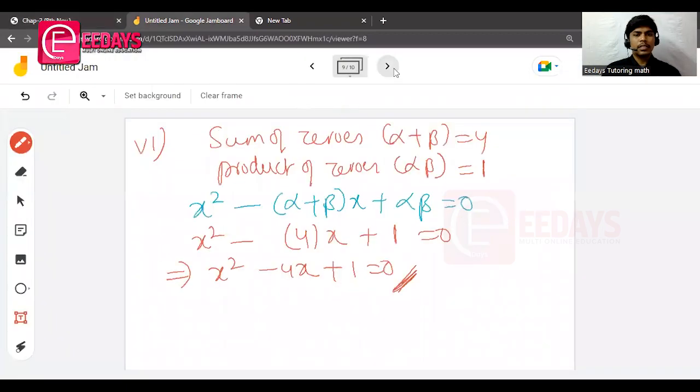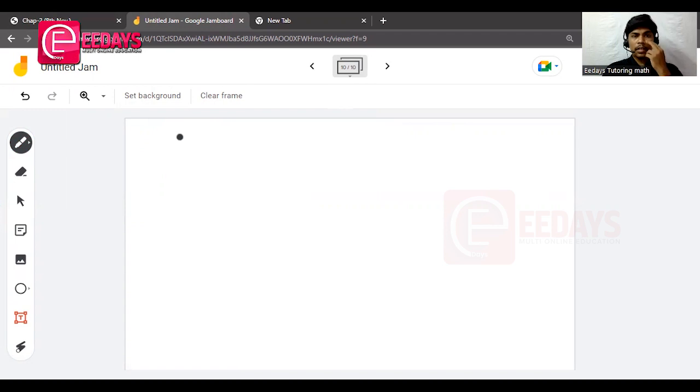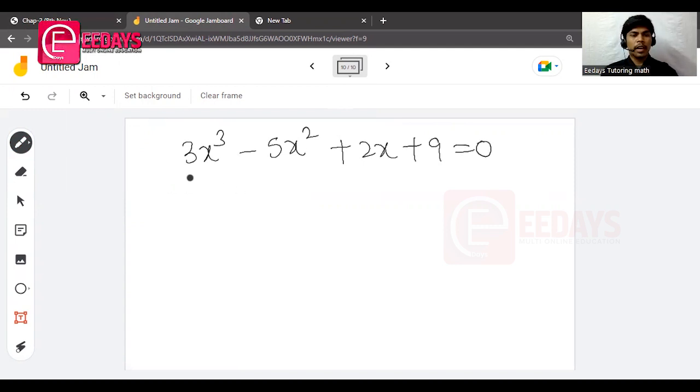I'll give you one equation for a cubic polynomial. Why? Because we solved only a few cubic polynomial questions. So the cubic polynomial is 3x cube minus 5x square plus 2x plus 9 is equal to 0. Find the sum and the product of alpha, beta, gamma, the three zeros. Find the sum and product of all the zeros. So this is your extra question I have given to you.